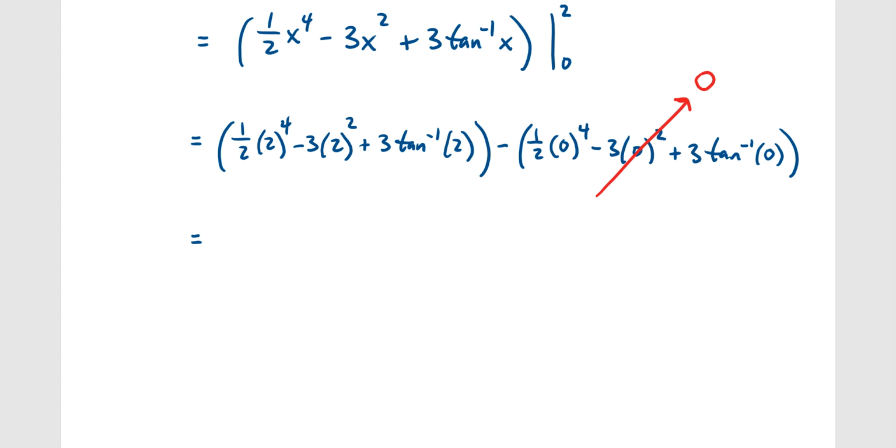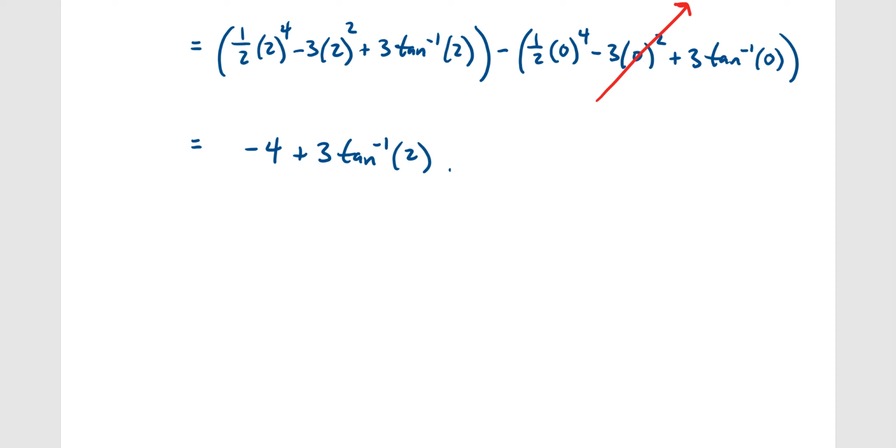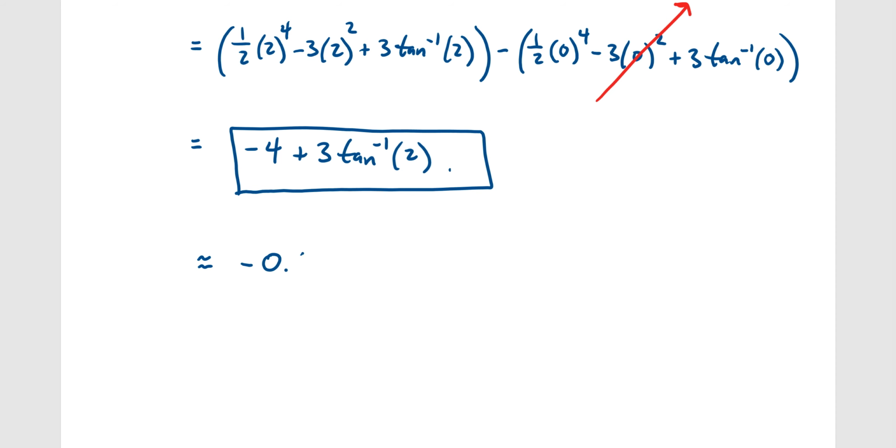So we go ahead and evaluate this. We would get 8 minus 12, so negative 4, plus 3 times tan inverse of 2. So this is the exact answer right here. If you wanted a decimal answer, you can just plug it into the calculator, because tan inverse of 2 is obviously not going to give us a nice answer. So I'll say that that is approximately negative 0.67855, once again depending on if it wanted a decimal answer or the exact answer.